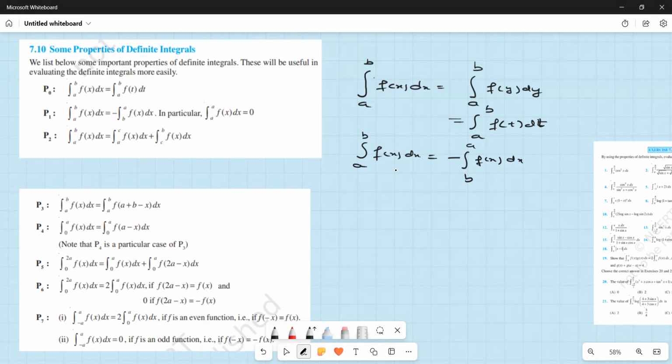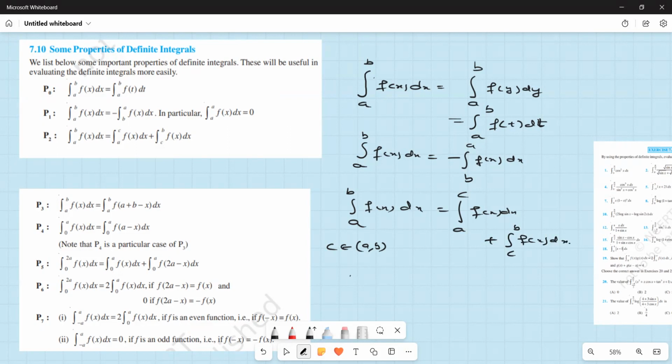Then, if I have the integral from a to b of f(x) dx and c is any point, any value lying between a and b, then I can write it as the integral from a to c of f(x) dx plus the integral from c to b of f(x) dx. This is the third property.